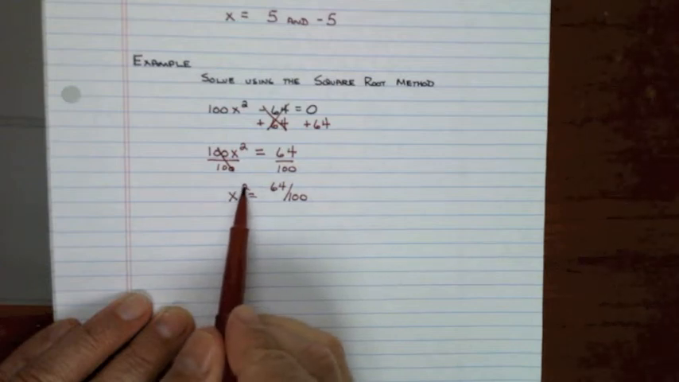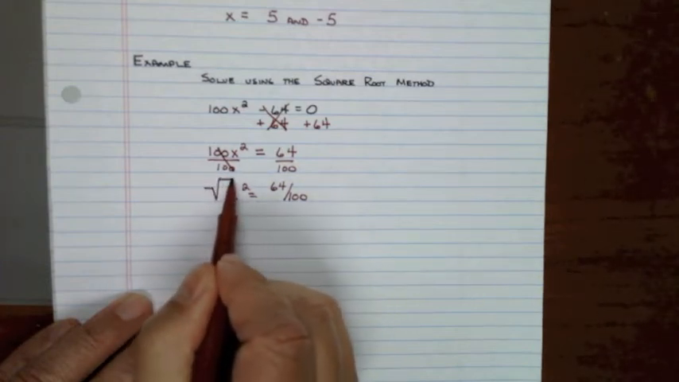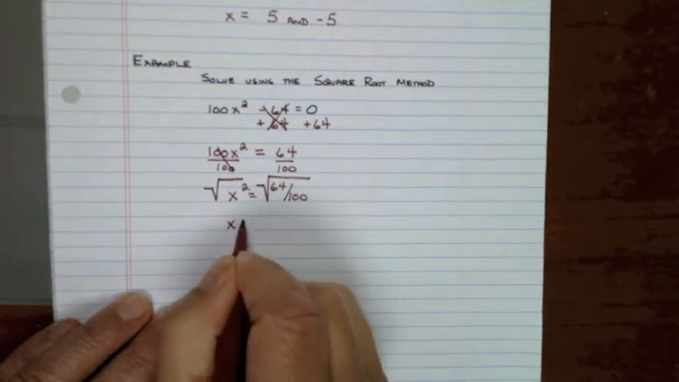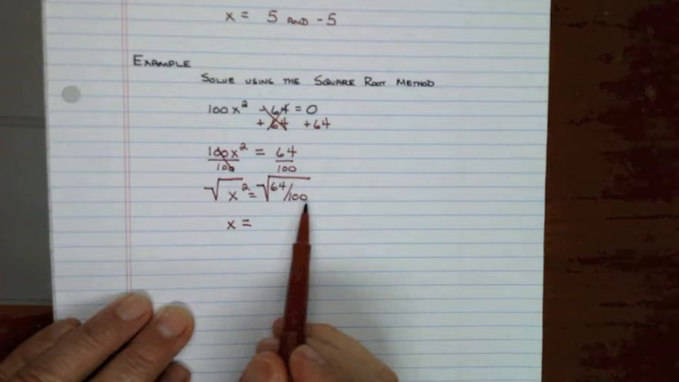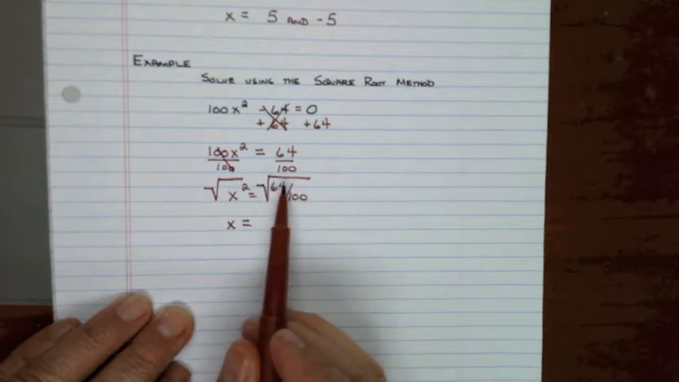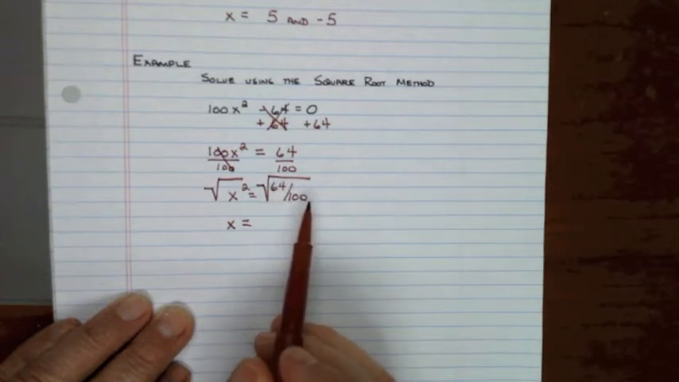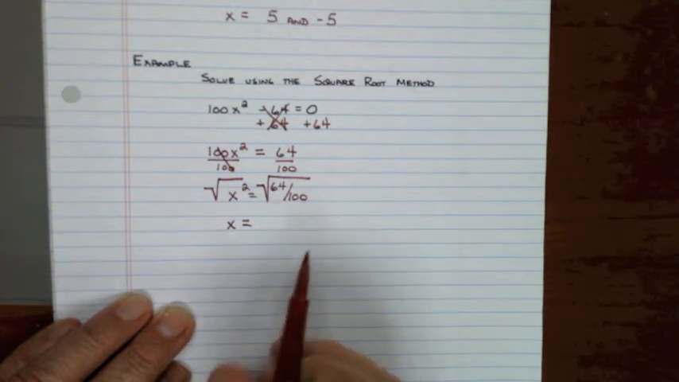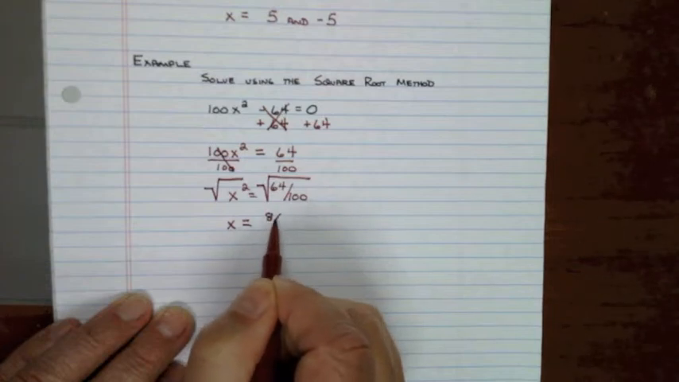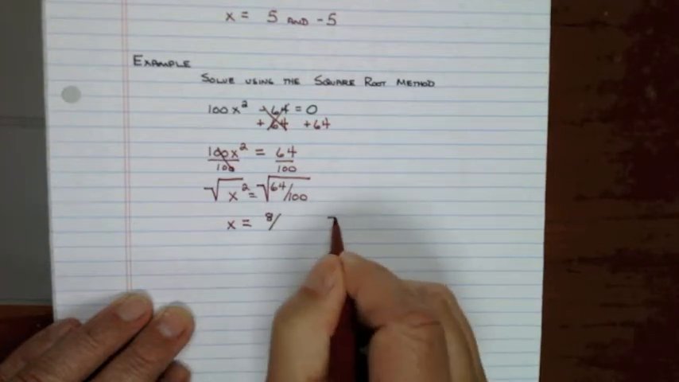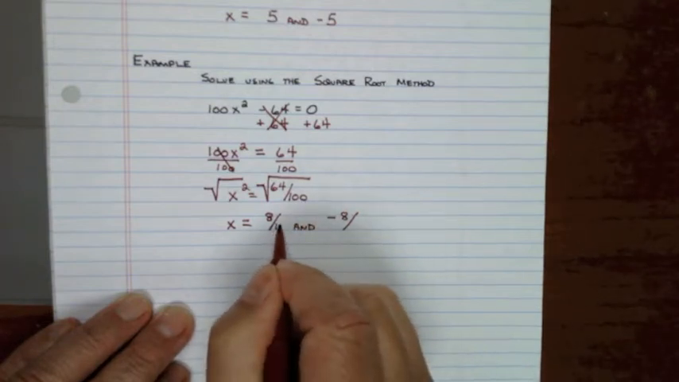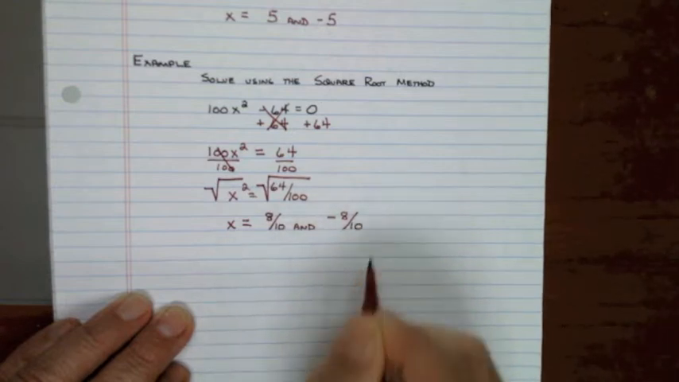Once I isolate this x squared, I am now ready to take the square root of both sides. X is equal to... to take the square root of a fraction, I simply take the square root of the top number and then take the square root of the bottom number. What two numbers are exactly the same that multiply together to give me 64? That would be 8 and negative 8. What two numbers are exactly the same that multiply together to give me 100? That will be 10 and negative 10.